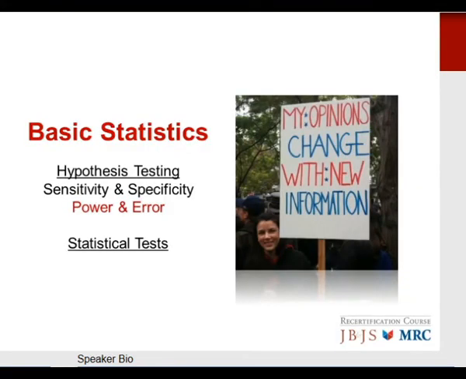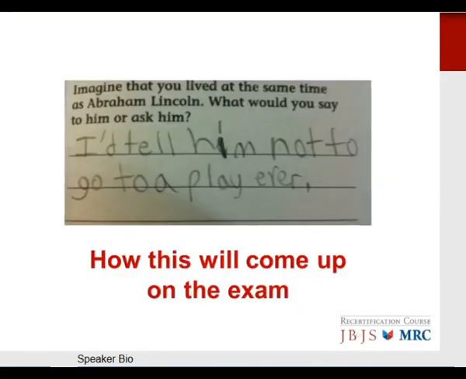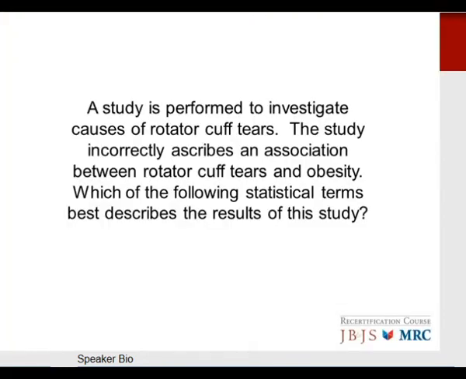So now let's talk a little bit about power and error. How this will come up on the exam. A study is performed to investigate the causes of rotator cuff tears. The study incorrectly ascribes an association between rotator cuff tears and obesity. Which of the following statistical terms best describes the results of this study?